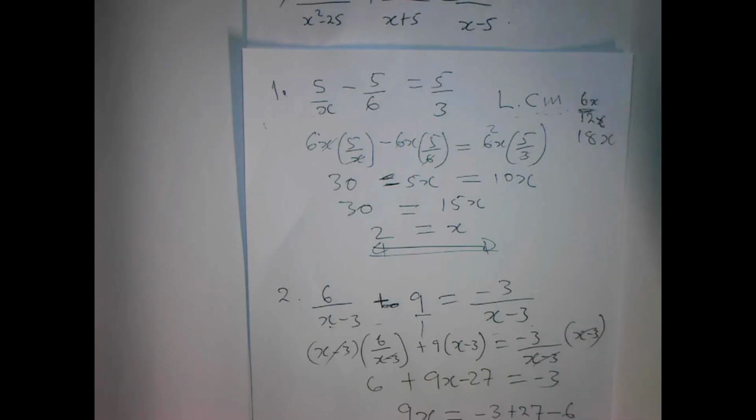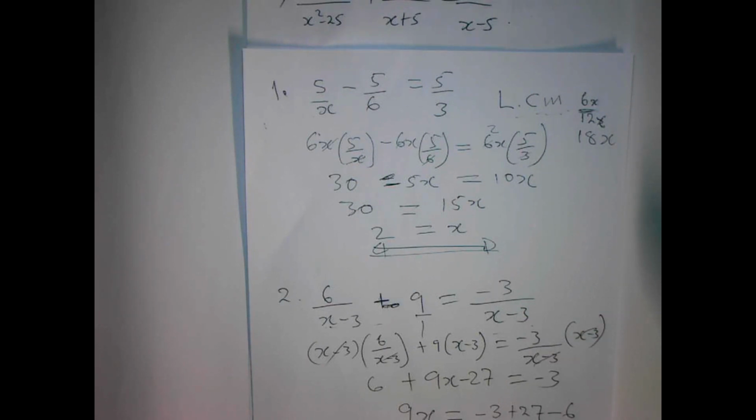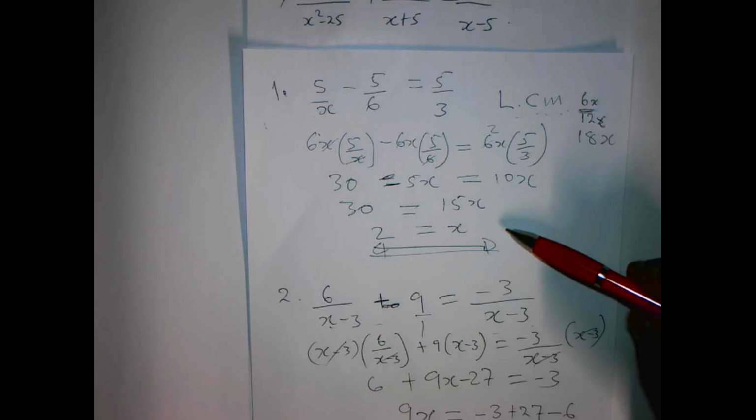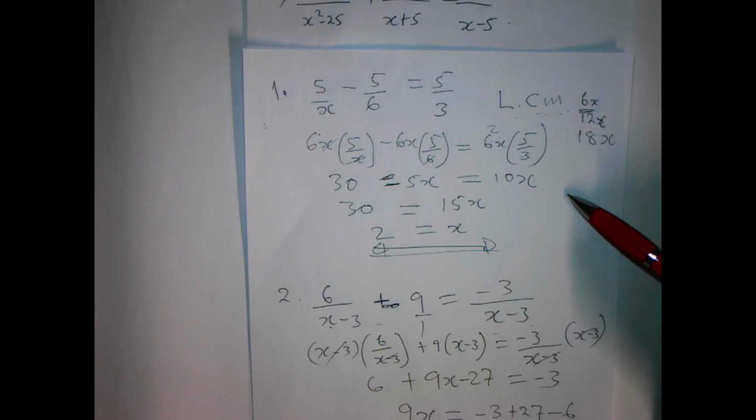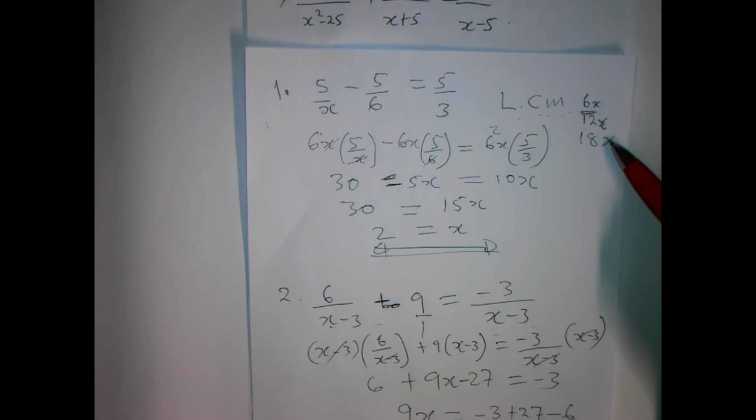Very easy. Let me return again so that you can see. So x minus 3 is our lowest common multiple. So you multiply by that one. But I want you to take note that even in the first equation, assuming that we made a mistake and we multiply by 12x, we'll still get the same answer.